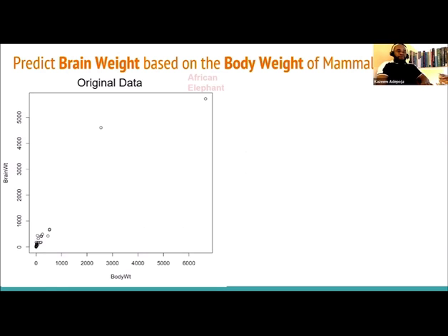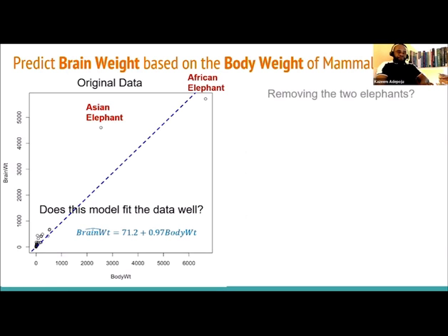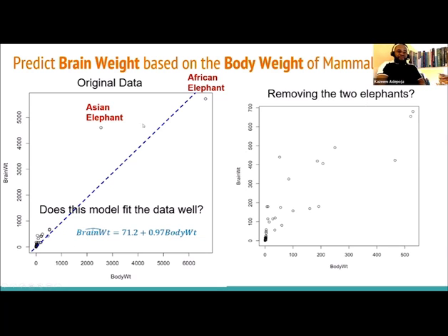Now take a look at what I'm doing. I have a lot of elephants, Asian elephants, African elephants, and so on, and I fitted a straight line model. This is what I have. The beta naught is 71.2, and the beta 1 is 0.97. This is a model. We can use this model to predict the brain weight of any given elephant, given the body weight.